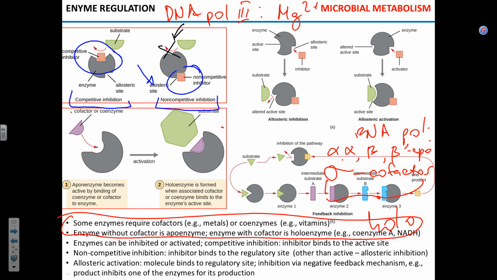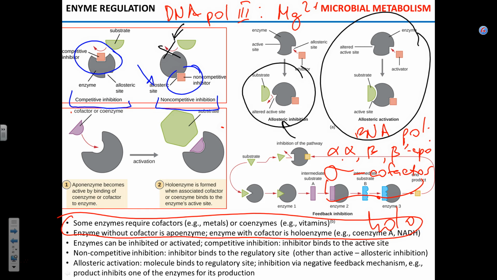Now, another name for non-competitive inhibition is allosteric inhibition, because it's a different site. It's not an active site. But it does not have to be inhibition. In some cases, it can be allosteric activation. When a chemical, a molecule, can be a small molecule, it can be an ion or something else, binds to the allosteric site and activates the enzyme. Does that make sense?